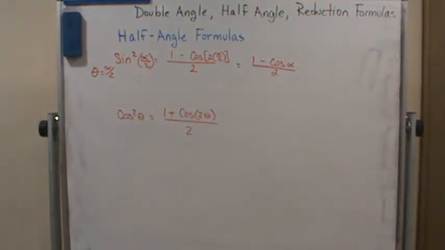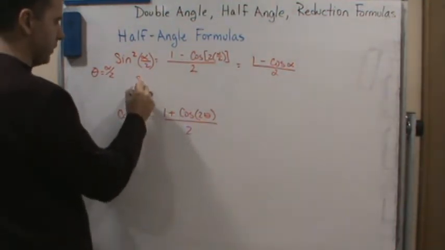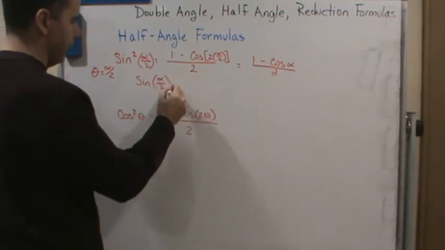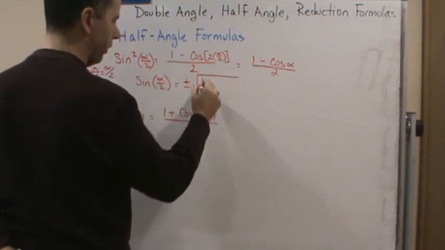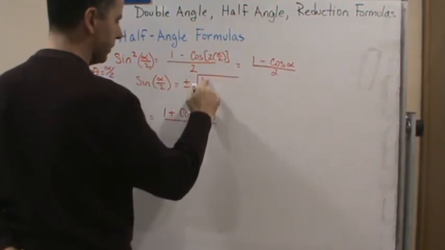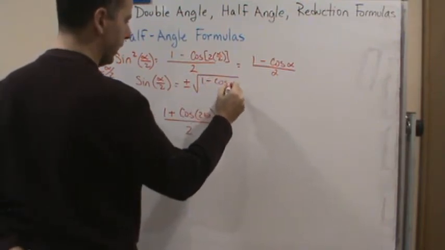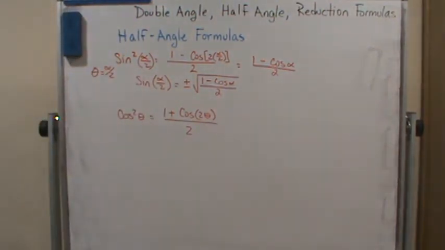Now what I'm going to do is take the square root of both sides. So sine alpha over 2 is equal to plus or minus the square root of 1 minus cosine alpha over 2.